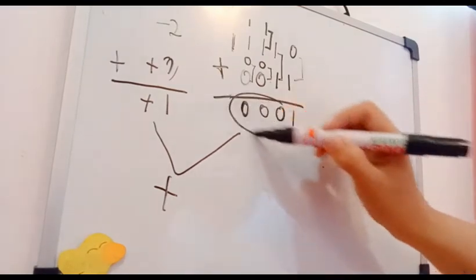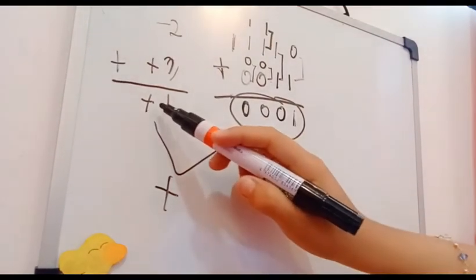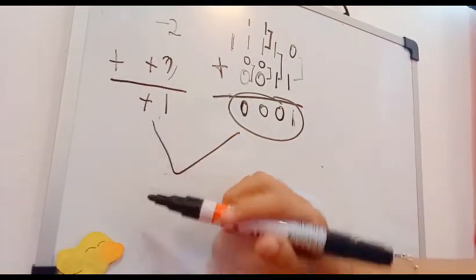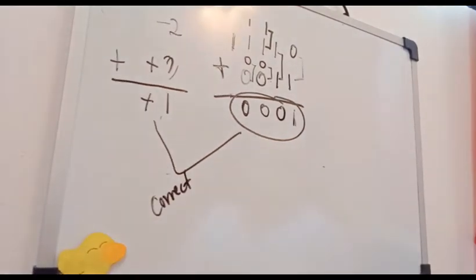So, this is the answer. If we're going to check, this is positive 1, right? This is 1. And the checking here is positive 1. So, therefore, our answer here is correct. Okay, so that's for our first example. Let's have another one. So, let me just erase.